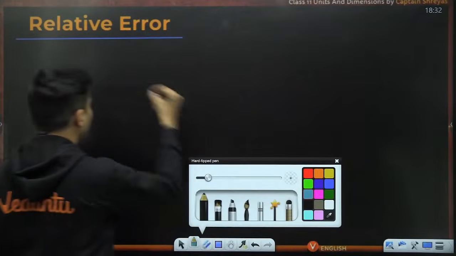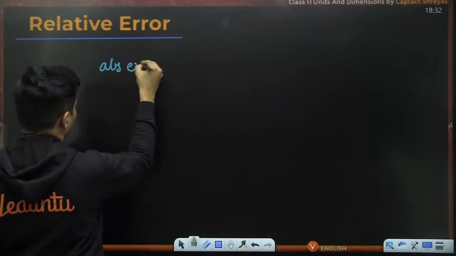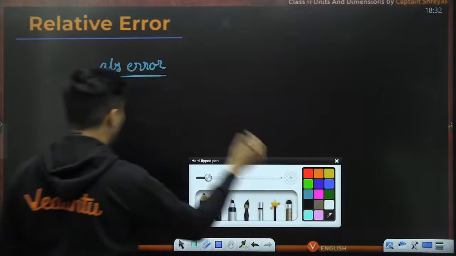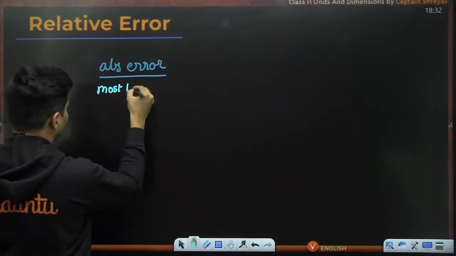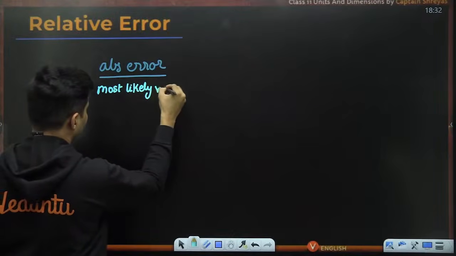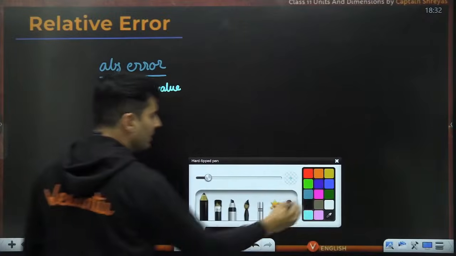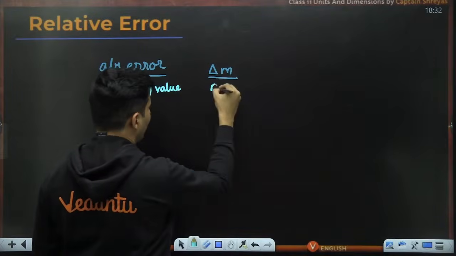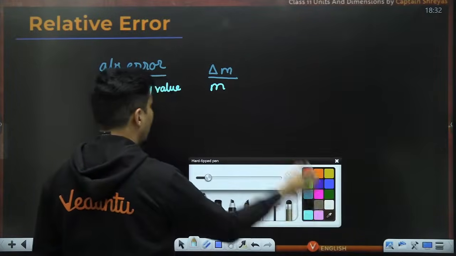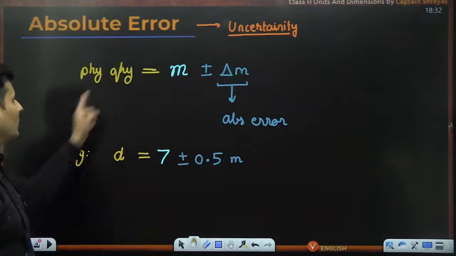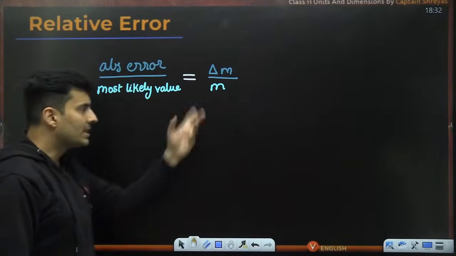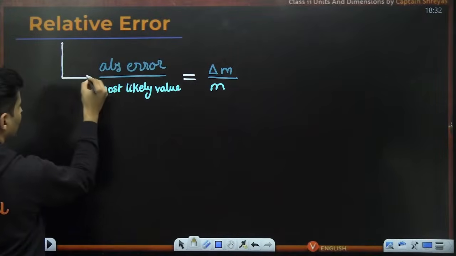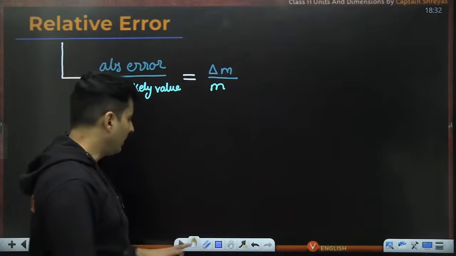Relative error is nothing but your absolute error divided by the most likely value. That is basically your relative error. So it is delta m divided by m. M is the most likely value and delta m is the absolute error. So delta m by m is nothing but called the relative error. So relative error is absolute error divided by the most likely value.